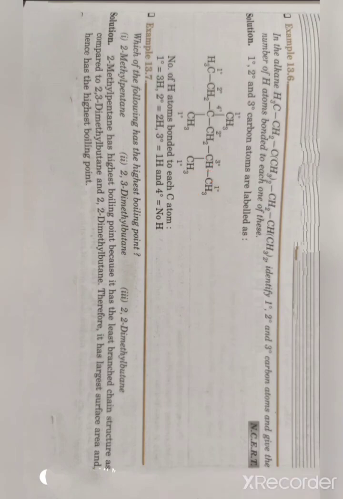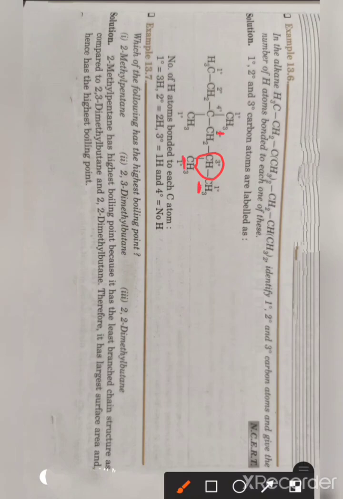Next we'll talk about the next carbon. This carbon is directly attached to how many carbons? This carbon, this and this. It is directly attached to 3 carbons, so therefore this is 3 degree. This carbon is 3 degree because it is attached to 3 carbons.